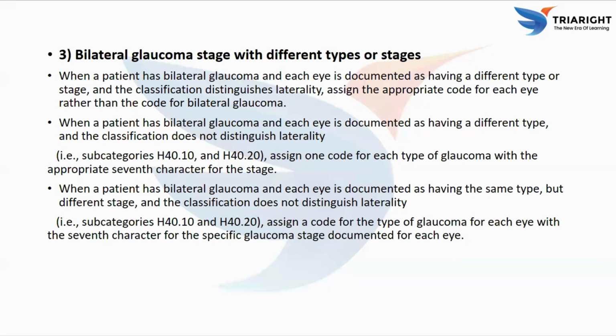So what is the key concept here? When the right eye is not similar to the left eye, then two codes must be assigned. So if each eye has a different type and the category does not support laterality, then how would you code it? In categories that do not support laterality, which include H40.10 and H40.20, you have to assign one code for each type of glaucoma with the proper 7th character for the stage.